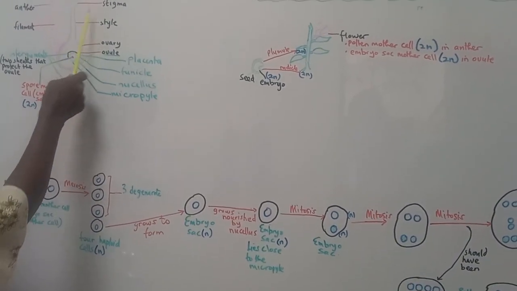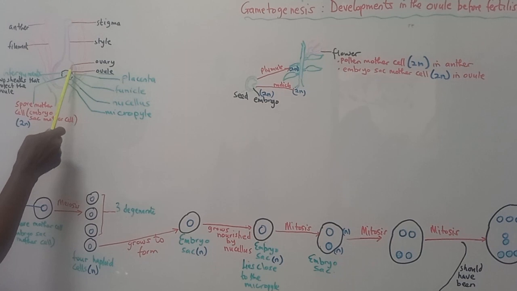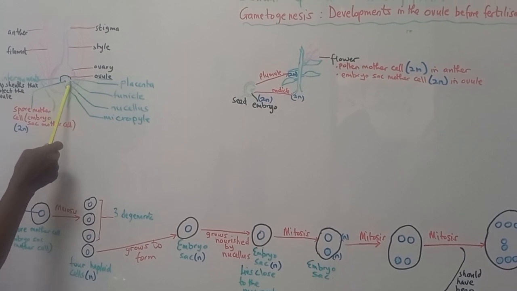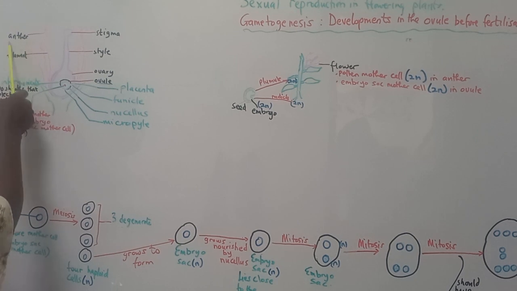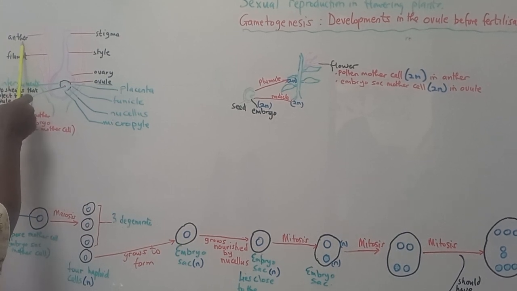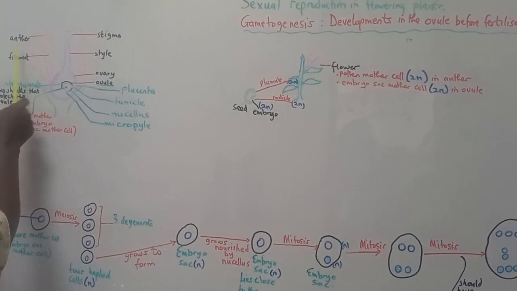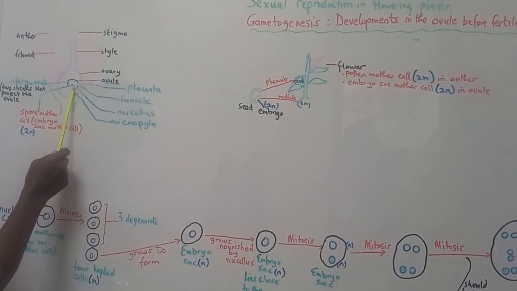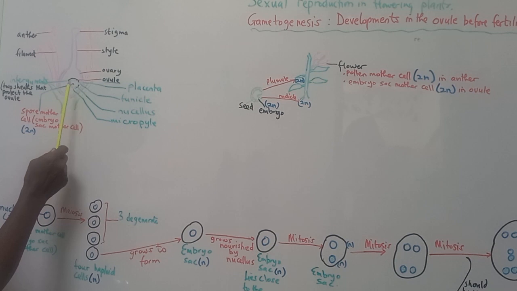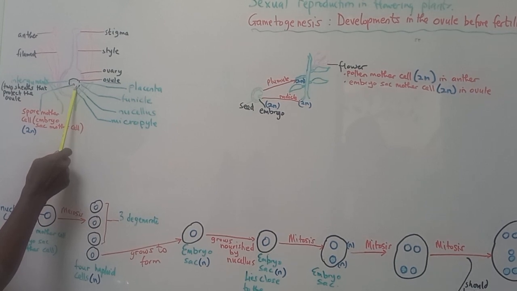This is the stigma, style, ovary, ovule. It's here. In our last lesson, we looked at the anther, what is happening in the anther that produces the male gametes. Here, the ovule produces the female gametes. And that is what we are going to look at.